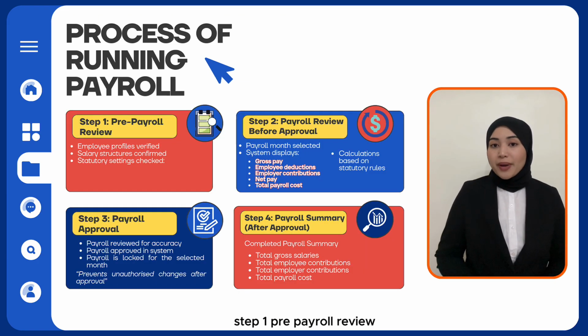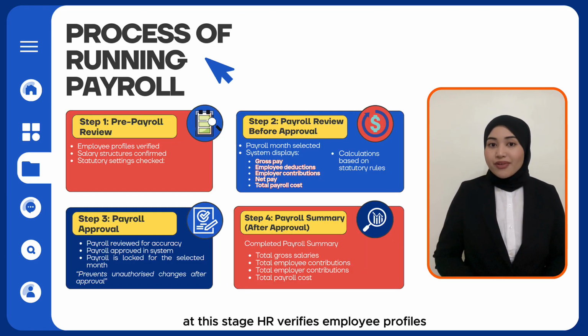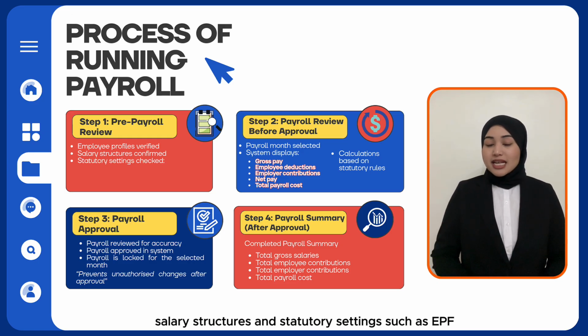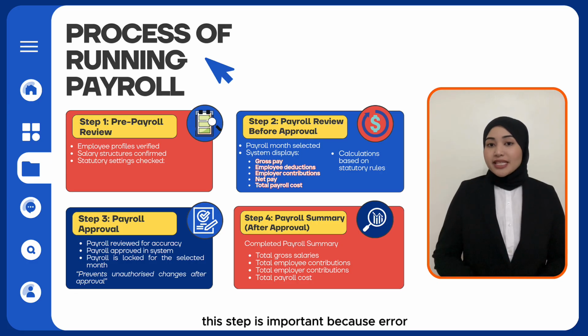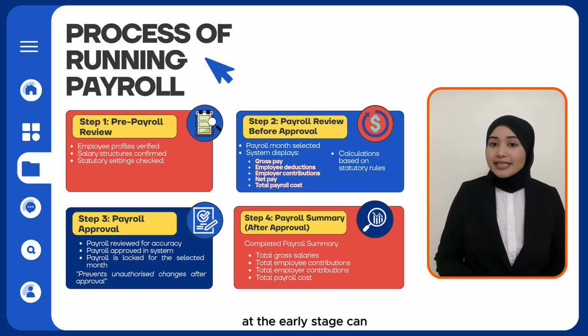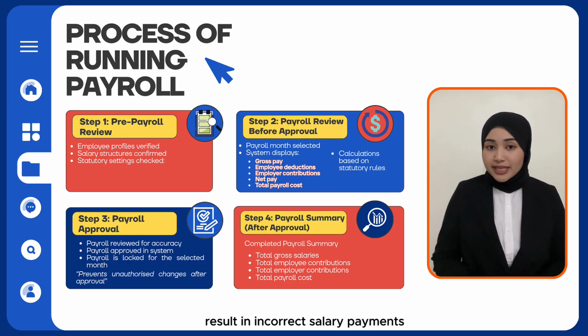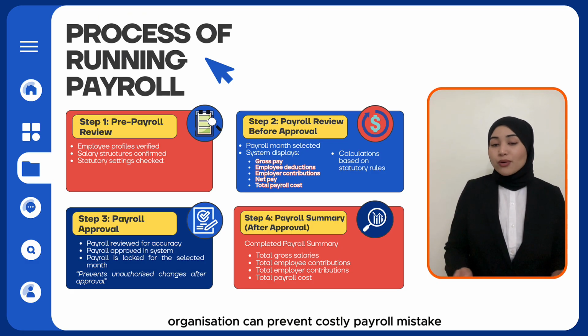Step 1. Pre-payroll review. At this stage, HR verifies employee profiles, salary structures, and statutory settings such as EPF, SOCSO, EIS, and PCB. This step is important because errors at the early stage can result in incorrect salary payments and statutory non-compliance. By reviewing data before running payroll, organizations can prevent costly payroll mistakes.